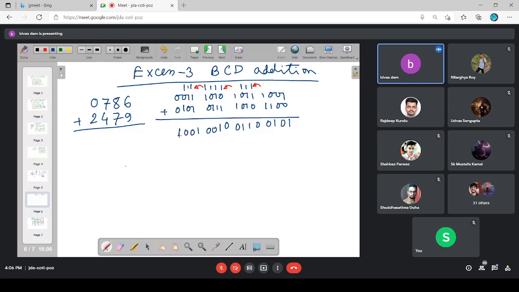Yes, sir. Fine. Now I have to check the result nibble by nibble starting from the least significant nibble. So when I am checking this particular nibble, was any carry generated from this nibble to next higher nibble? Yes, sir. So what I have to do, I have to add 3.